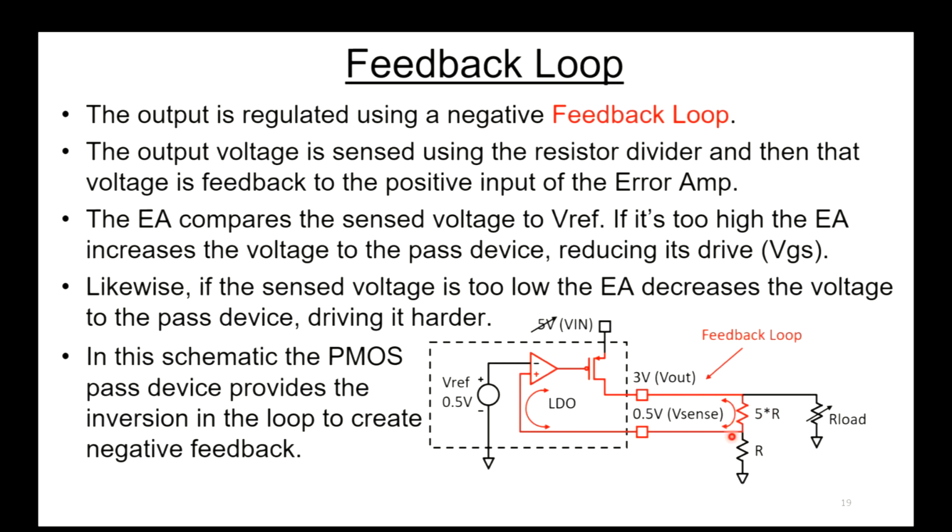So in this schematic, feedback here is going into the positive side of the error amp, but you want negative feedback in this loop. The PMOS device here is actually giving you the negative, or the inversion, in this particular loop. There's lots of ways to do this. I'm just showing one example of how it works. Probably the most common one.